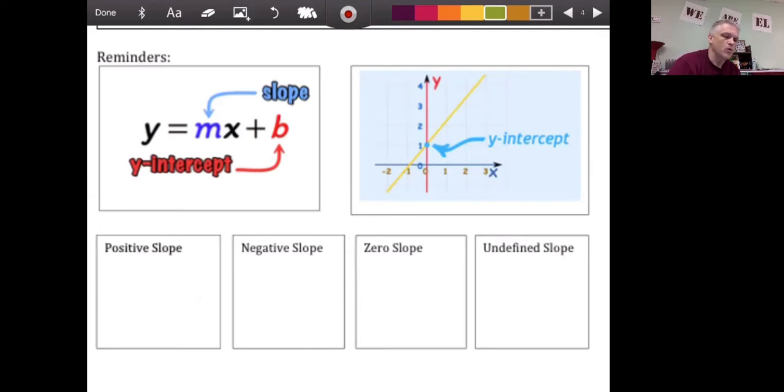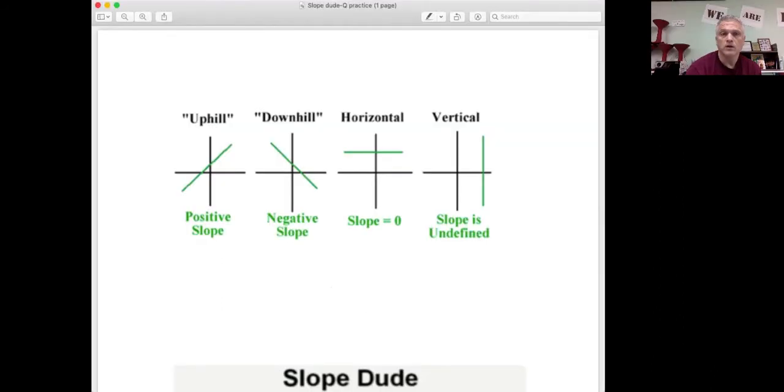So y equals mx plus b is called the slope-intercept form of a line because the m represents the slope of your line, the rise over the run, the steepness, the incline, the slant. The b represents the y-intercept, which is the point where your line intercepts the y-axis.